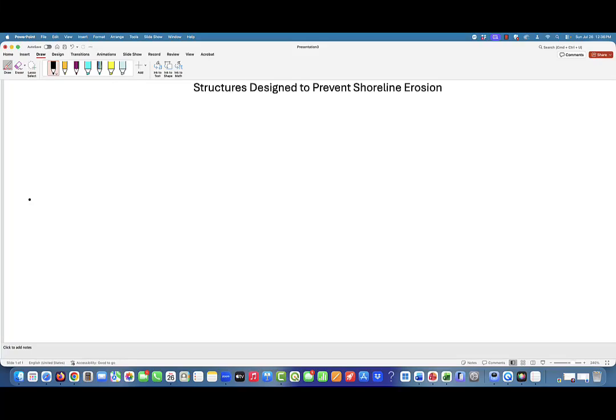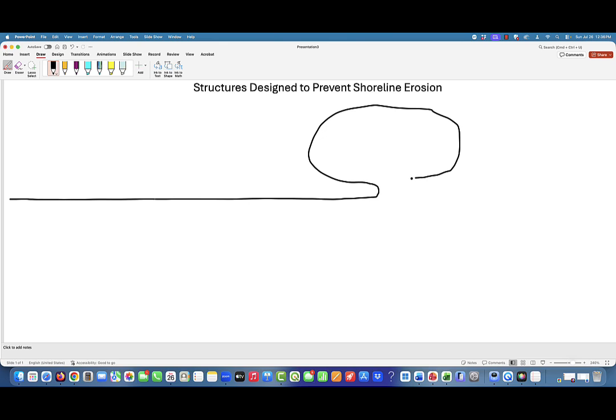Okay, so let's draw a map of structures that are designed to prevent shoreline erosion. So the first thing I'm going to put in here is the shoreline, and it's going to be a fairly straight shoreline across like this, except at one place where there's going to be an inlet into a bay. I'll label that in a minute. Then it's just going to continue on like that.